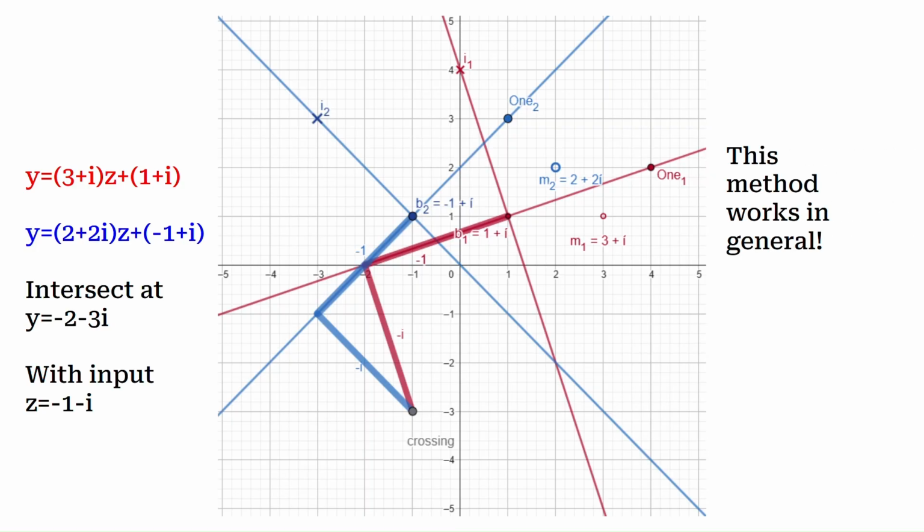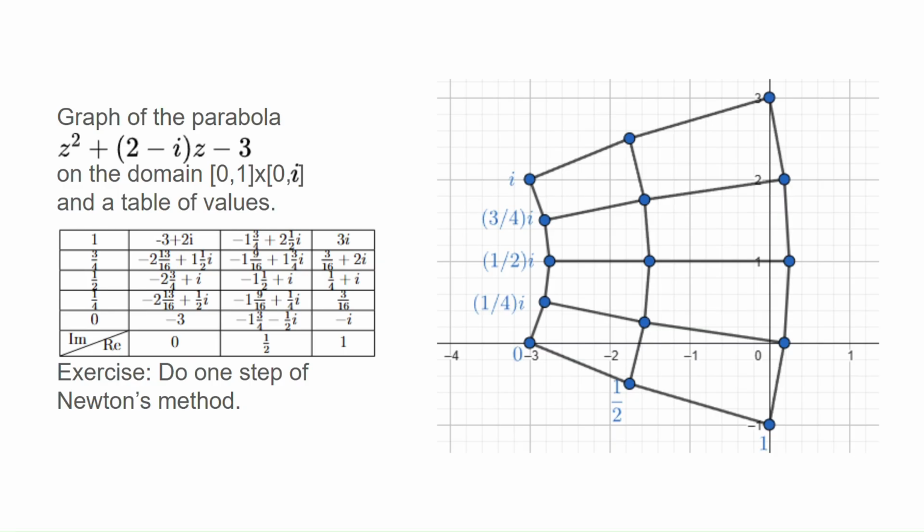And to wrap up this section, I want to emphasize that this method of graphing isn't restricted to just lines. You could sketch out a complex parabola and do something similar. Here is just a small graph of this complex parabola and a table of values. Now, as an exercise, see if you can use Newton's method to estimate what the zero of this parabola is.